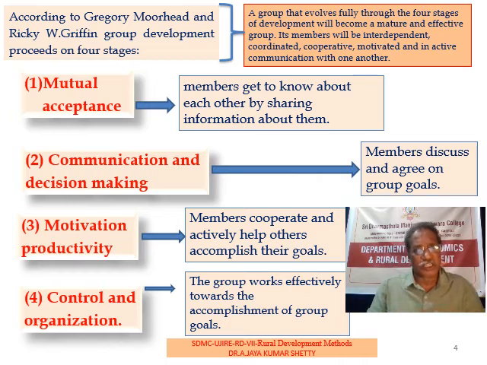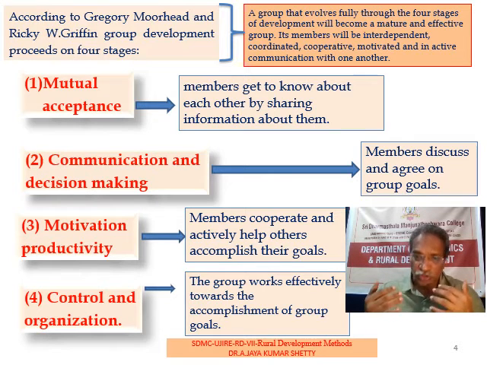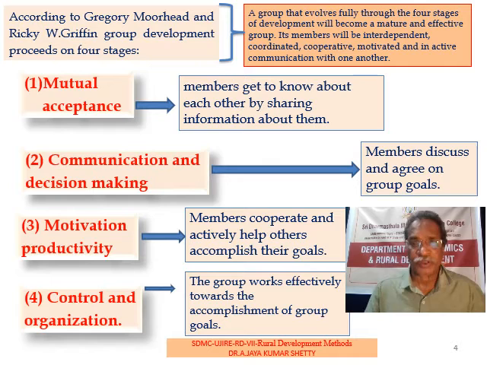So the first stage in the evolution of a group is mutual acceptance, when members get to know about each other by sharing information about themselves, coming together. Number two is communication and decision making. People come together, they start discussing a common problem and agree on group goals. Yes, we have to go for Vanamotsava.